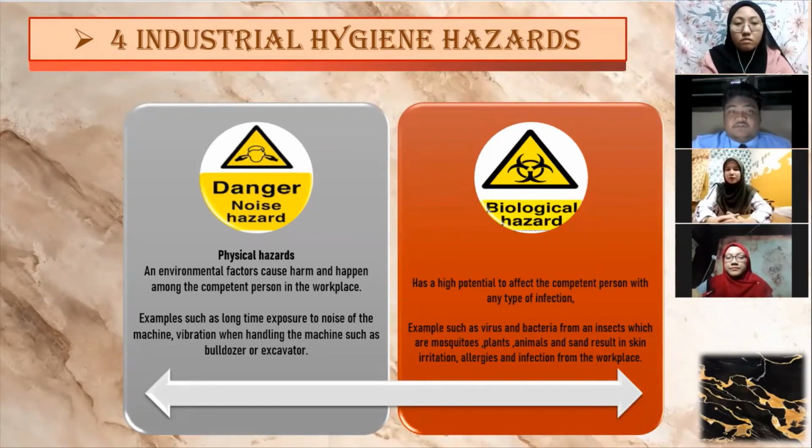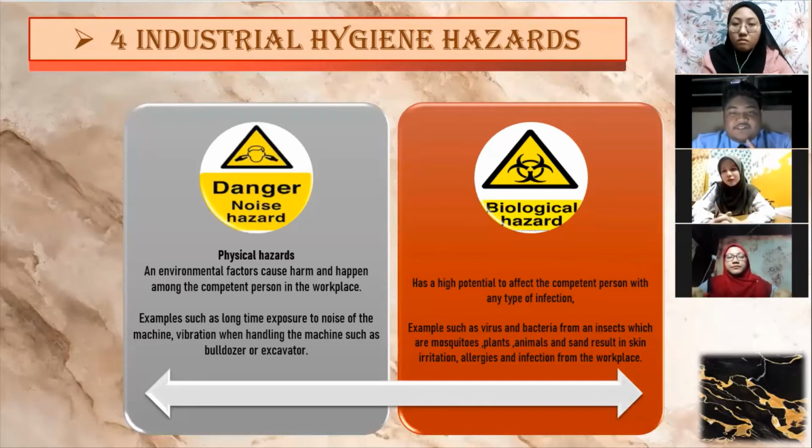So the example of the physical hazard that we identified for the competent person while working on the new pipeline installation is the noise that comes from the machinery. It can be a hazard to the competent person. The second one is vibration while handling the machine, which comes from machinery like bulldozers and excavators, and can be harmful to the competent person physically.